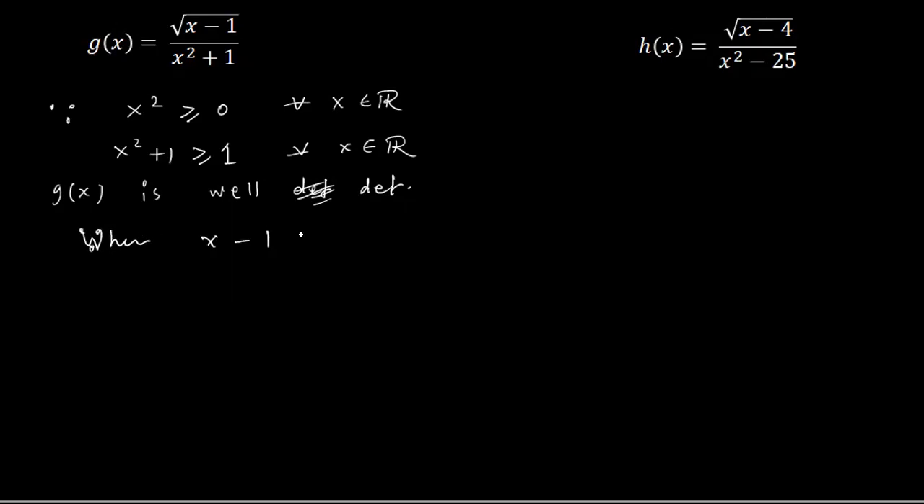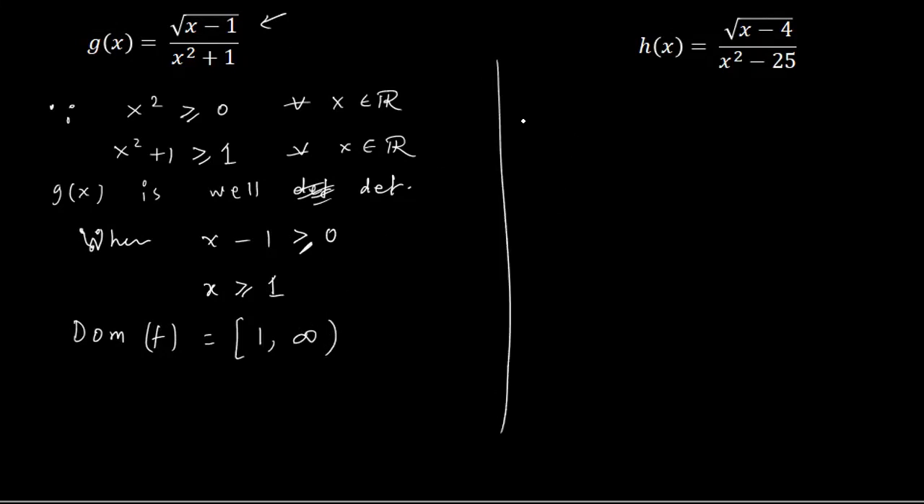x minus 1 is more than or equal to 0, since square root of x minus 1 is in the numerator, so it can be equal to 0. Now adding 1 on both sides, we get x is more than or equal to 1. So basically our domain is the set of all real numbers that are equal to 1 or more than 1. So 1 to infinity is our simple domain.